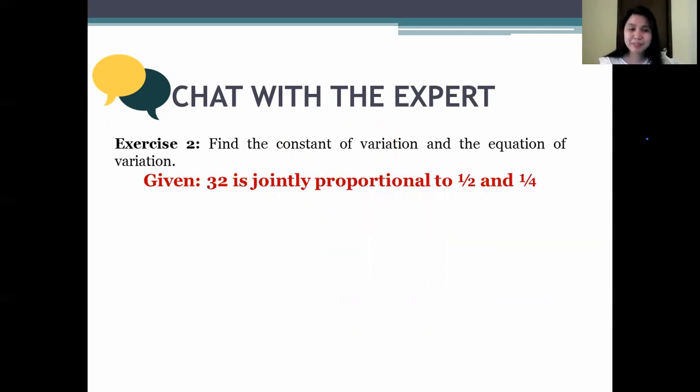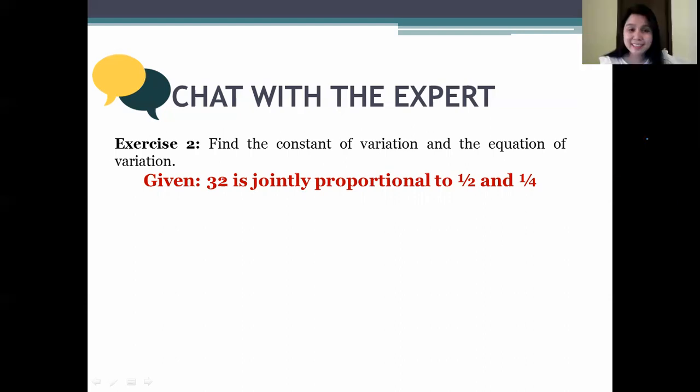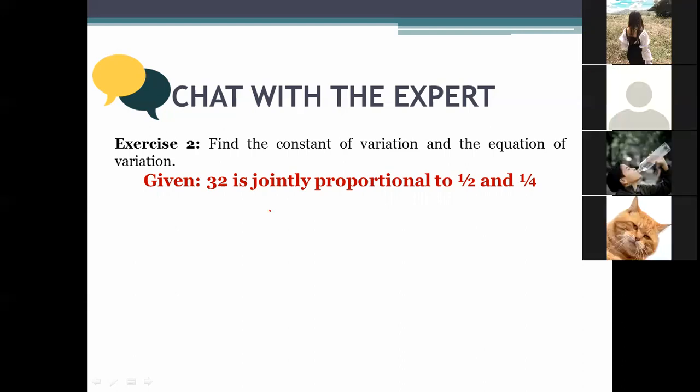Let's go to the next one. 32 is jointly proportional to 1/2 and 1/4. Now, may I ask Vance? Vance, how will you translate this? 32 is jointly proportional to 1/2 and 1/4. 32 equals K times 1/2 times 1/4. Oh, very good, Vance. So this is how you write it first.